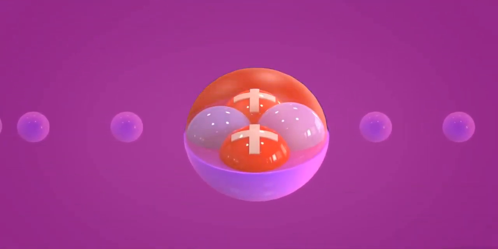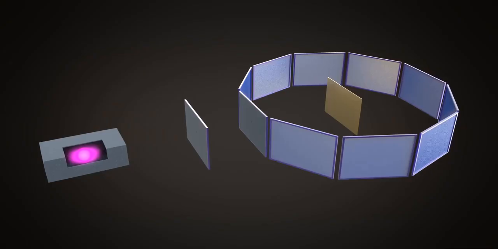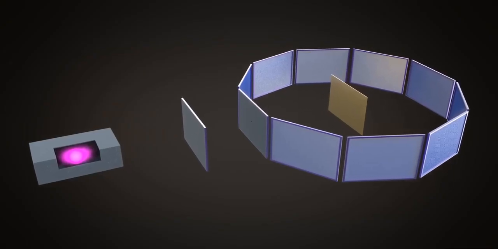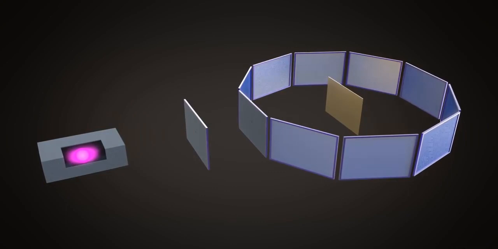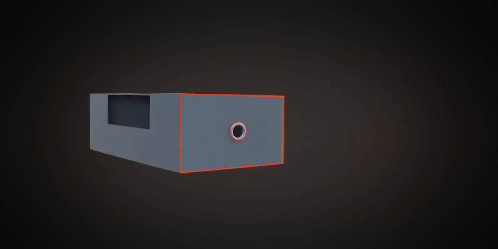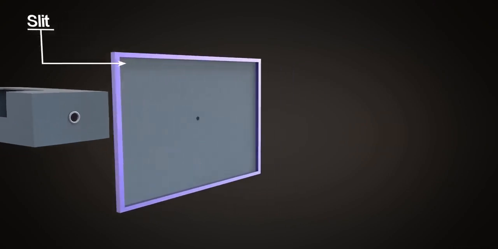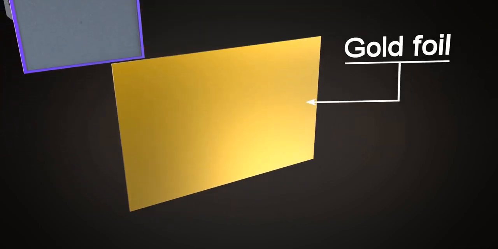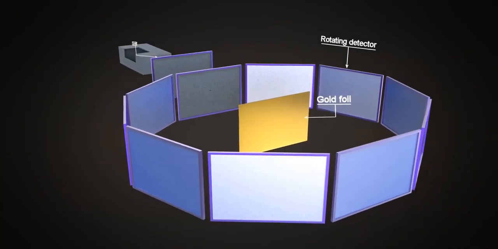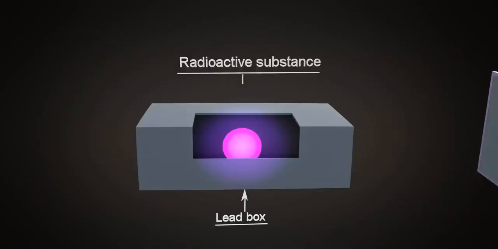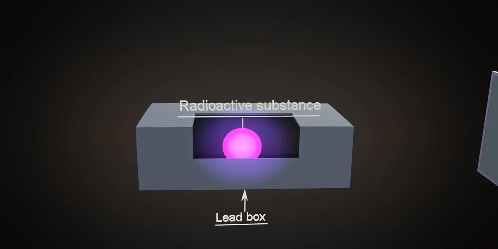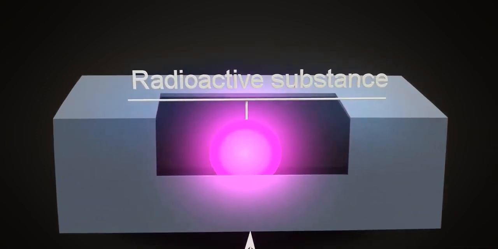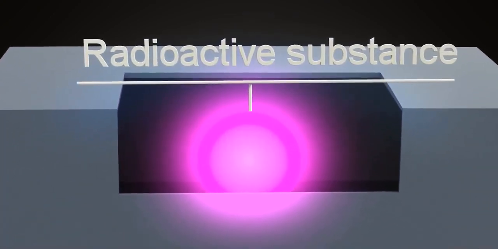Now let us look into the details of the alpha particle scattering experiment. The setup of the experiment consisted of a thick lead box with a hole on one of its walls, a slit, a thin gold foil, and a rotating detector at the end. Inside the lead box, a radioactive substance rich in alpha particles was kept. Now, let us see the experiment.